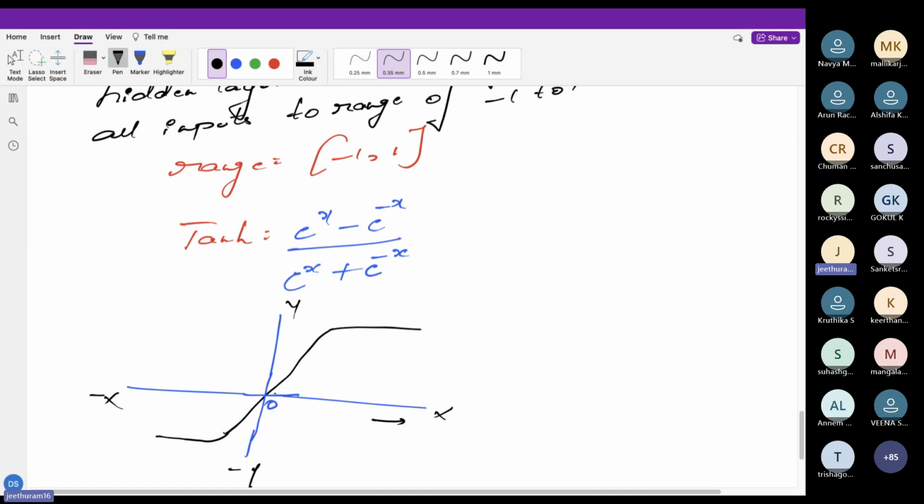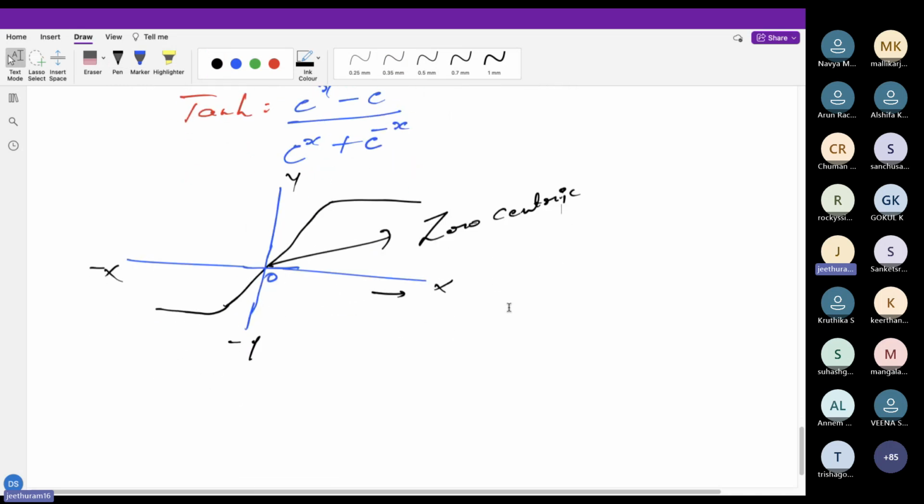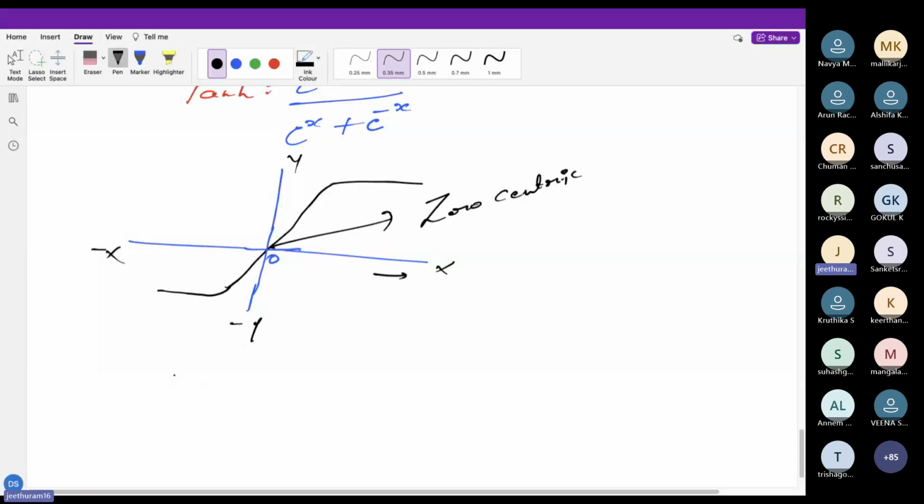Since it passes through origin, we call it zero-centric. Symmetric about origin, or symmetric about zero. Okay, we call it zero-centric. So since tanh ranges from minus 1 to plus 1.